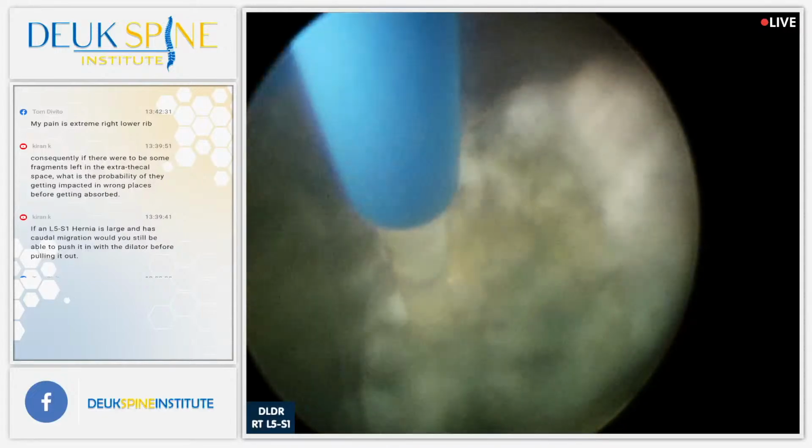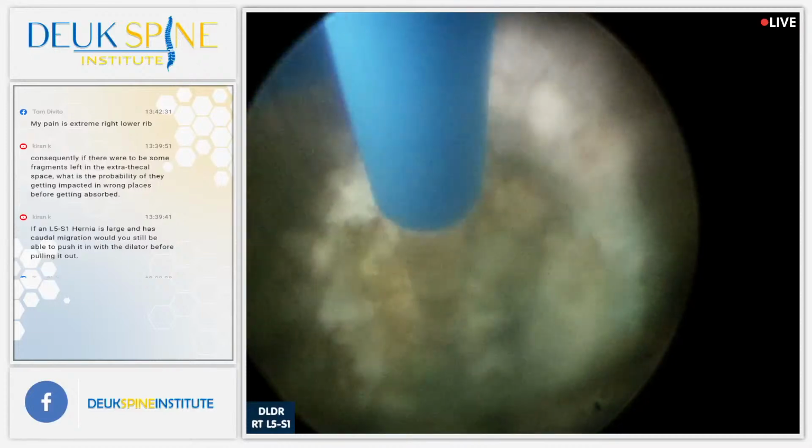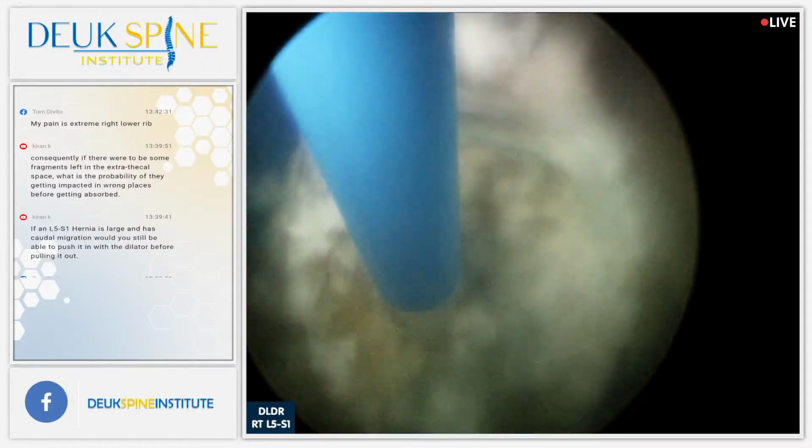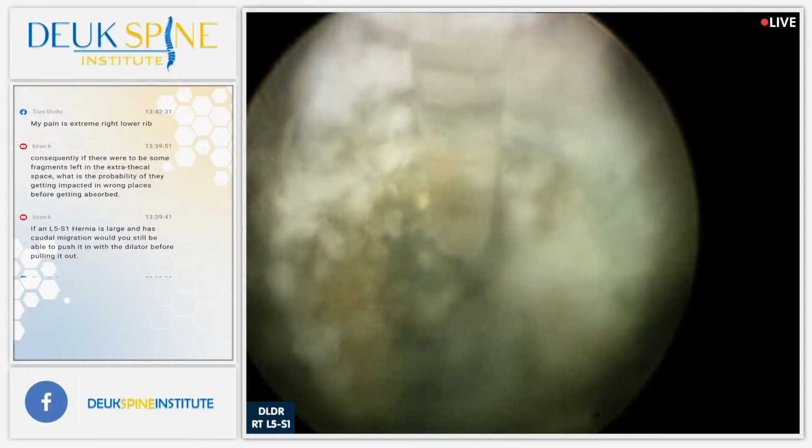When you damage your disc, there'll always be some herniation left. There'll be some stenosis left. The point is, we're not trying to make your disc look normal. We're trying to make it feel normal.